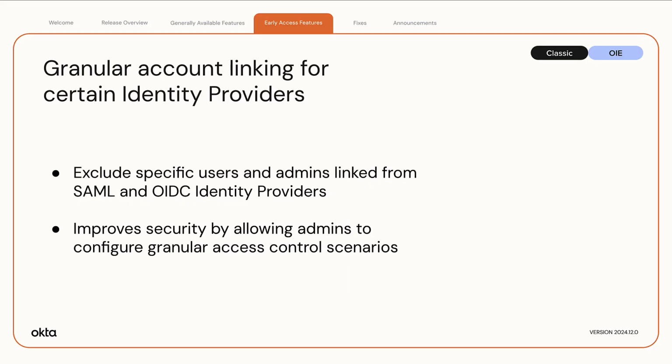Granular account linking for certain identity providers. When admins link users from SAML and OIDC identity providers, they can now exclude specific users and admins. This improves security by allowing admins to configure granular access control scenarios.